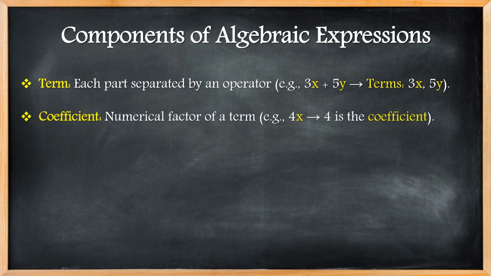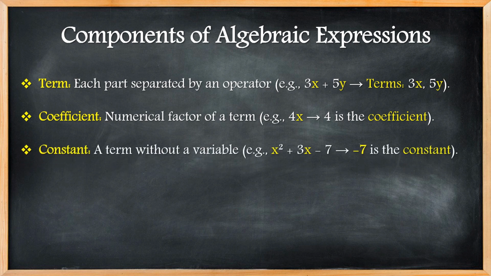Coefficient: the numerical factor of a term. In 4x, the coefficient is 4. Constant: a term without a variable. In x squared plus 3x minus 7, the constant is negative 7.